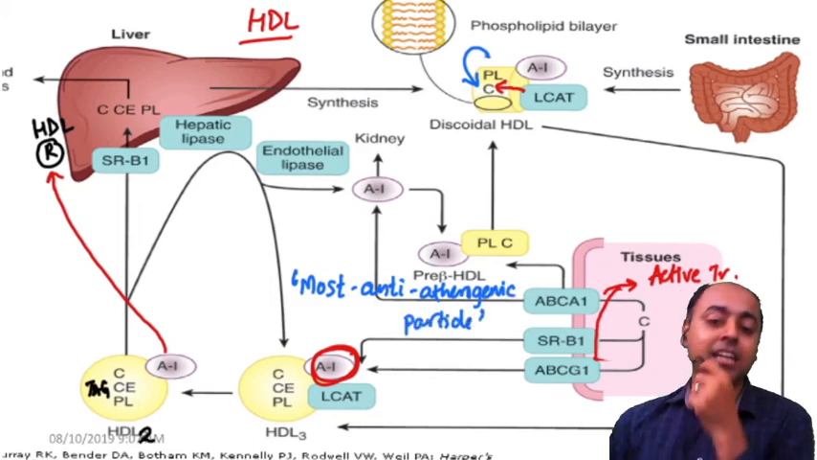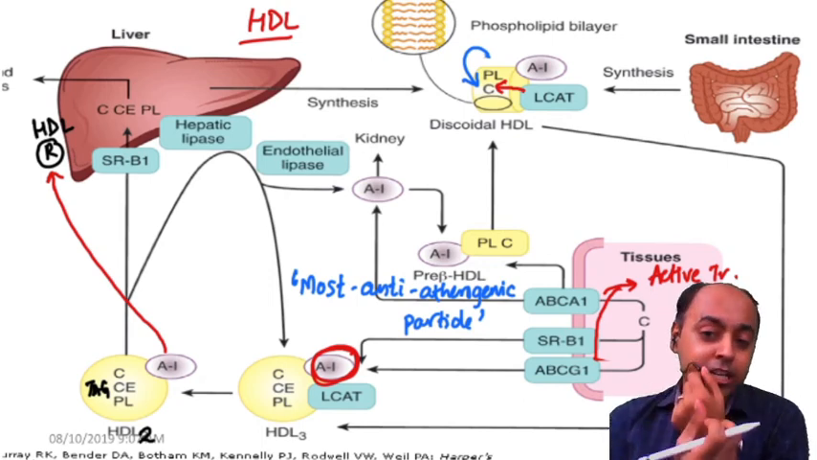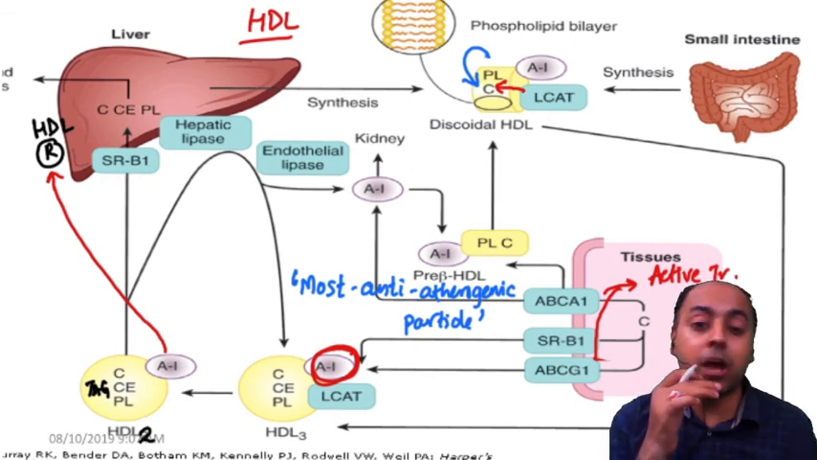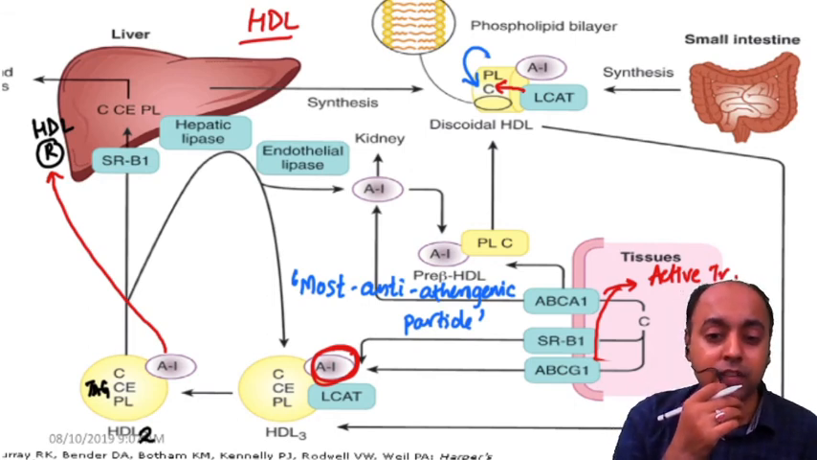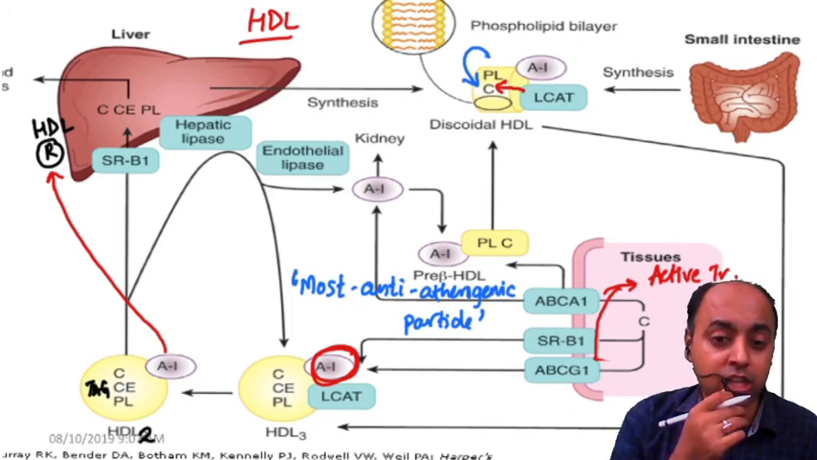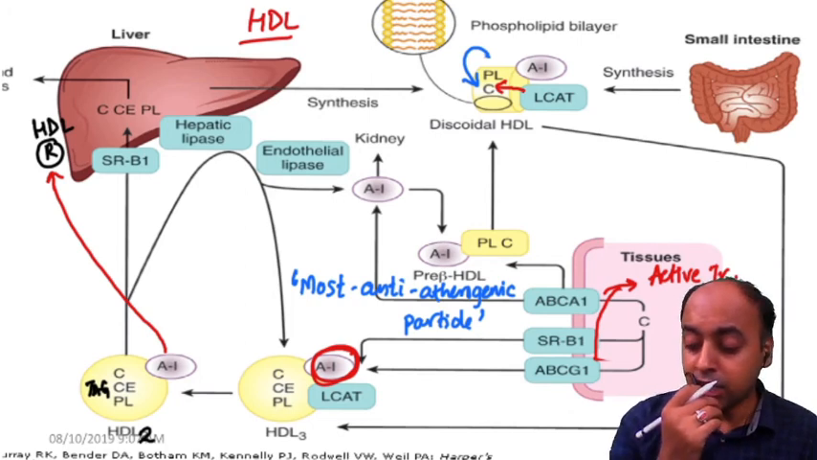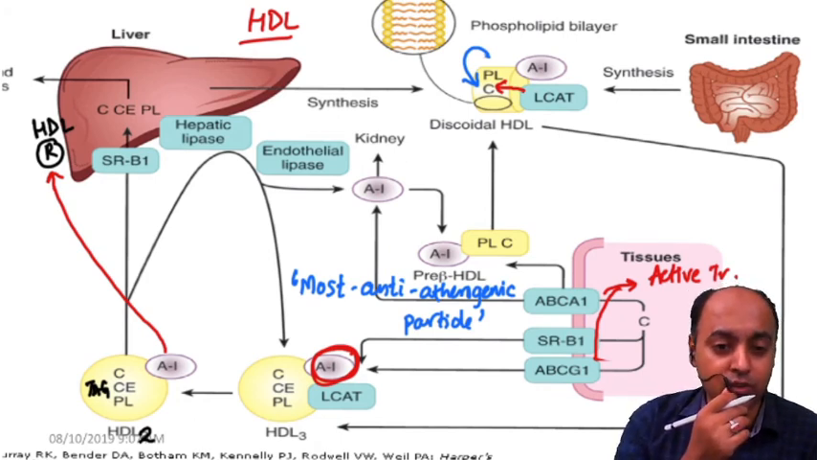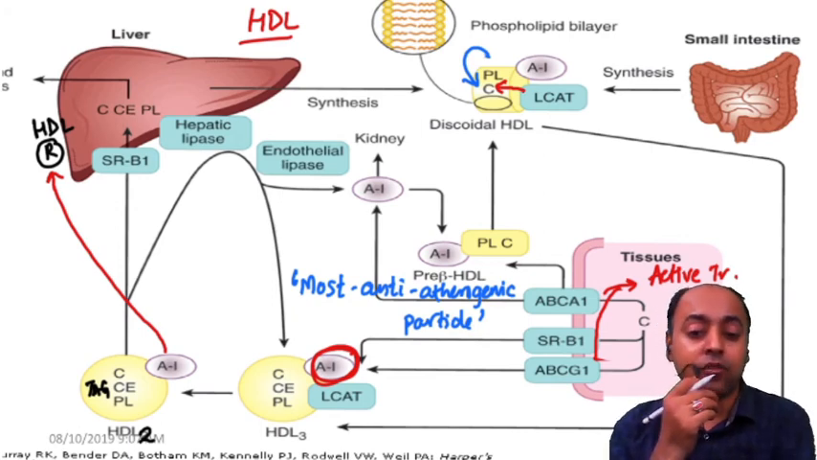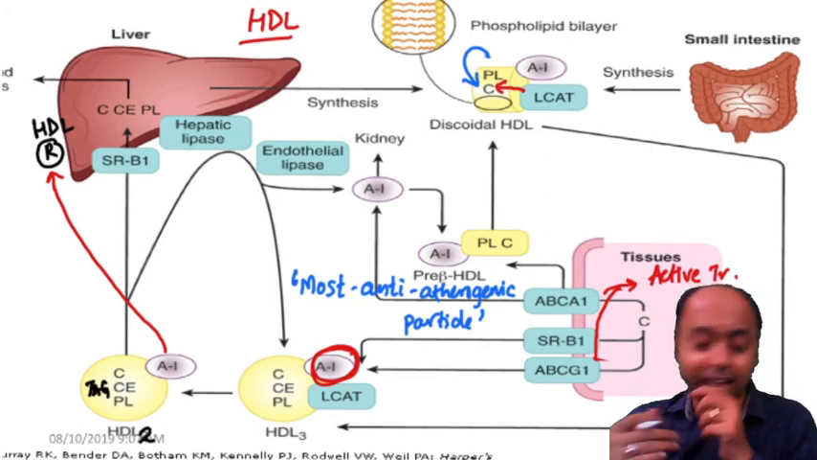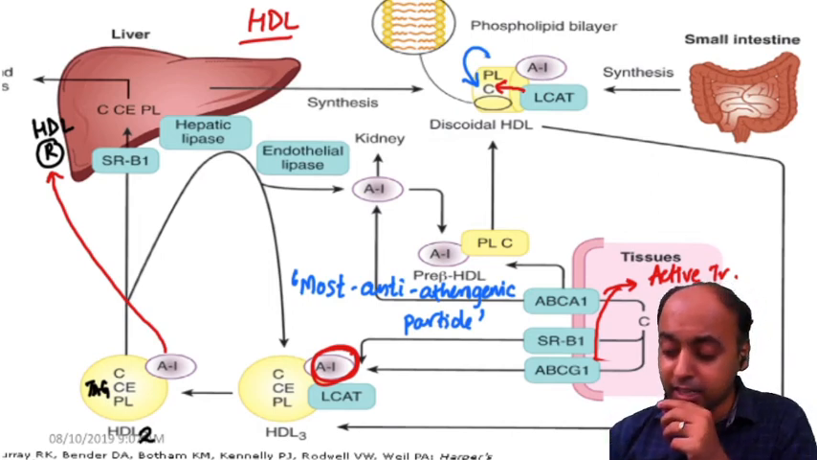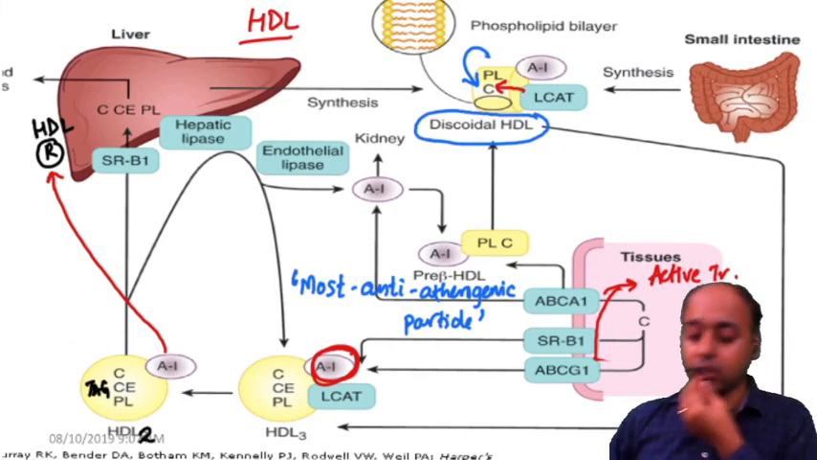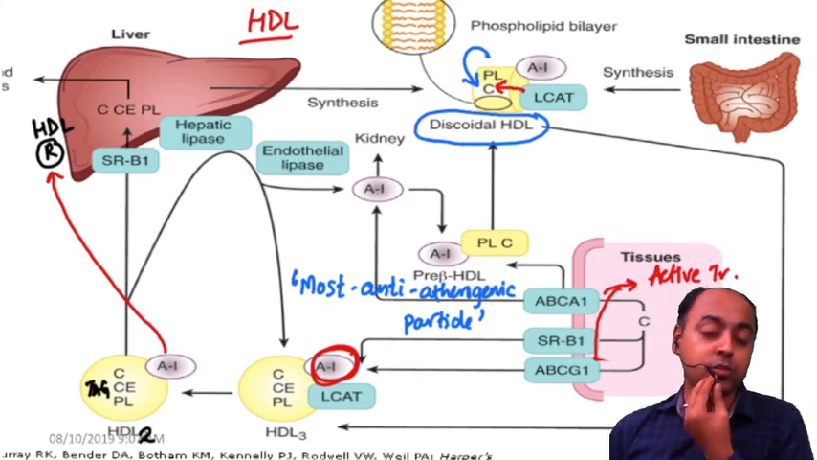It is the most anti-atherogenic particle because its ability to take up cholesterol is very high, so it is able to extract the cholesterol from the plaques which are forming in the vessels, and therefore it is the anti-atherogenic particle. It is formed during the recycling of HDL2 back to HDL3. It is dislodged from the surface of HDL2, and it can form the pre-beta HDL. Gradually, this pre-beta HDL will get converted to the discoidal HDL. So this is the reverse cholesterol transport by HDL.